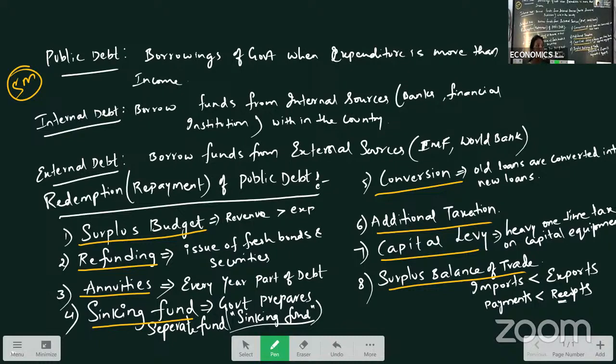Now let us discuss the important VSAQs of this chapter. LAQs, as I told you, you can leave in choice. So instead of that, you prepare with these SAQs and VSAQs of this chapter. Now let us see the important SAQs from this chapter. First question.